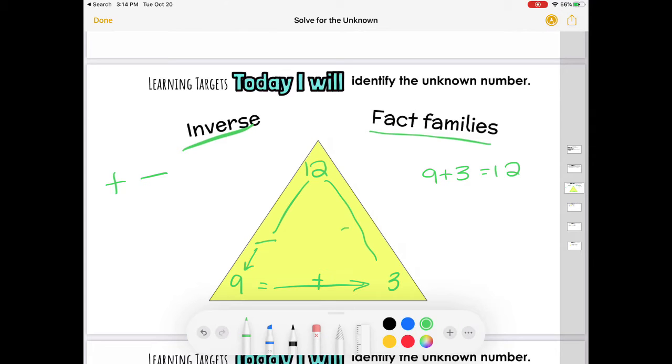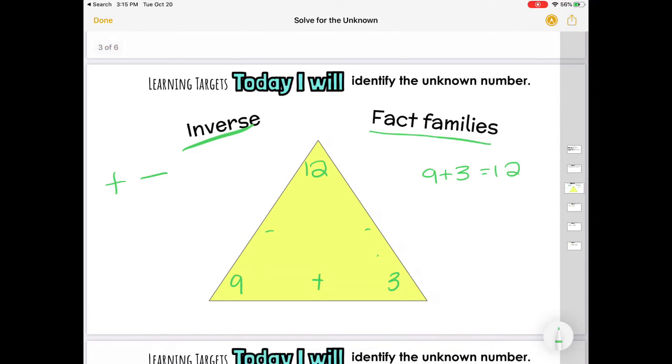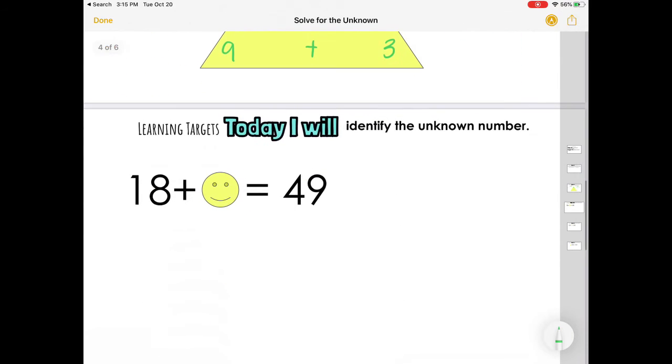And 12 minus 3 equals 9. So your fact family triangle is just a big old puzzle piece. Oops, not a minus sign. A big old puzzle piece that will help solve these problems. So I want you to pay close attention to this triangle in the next few problems.